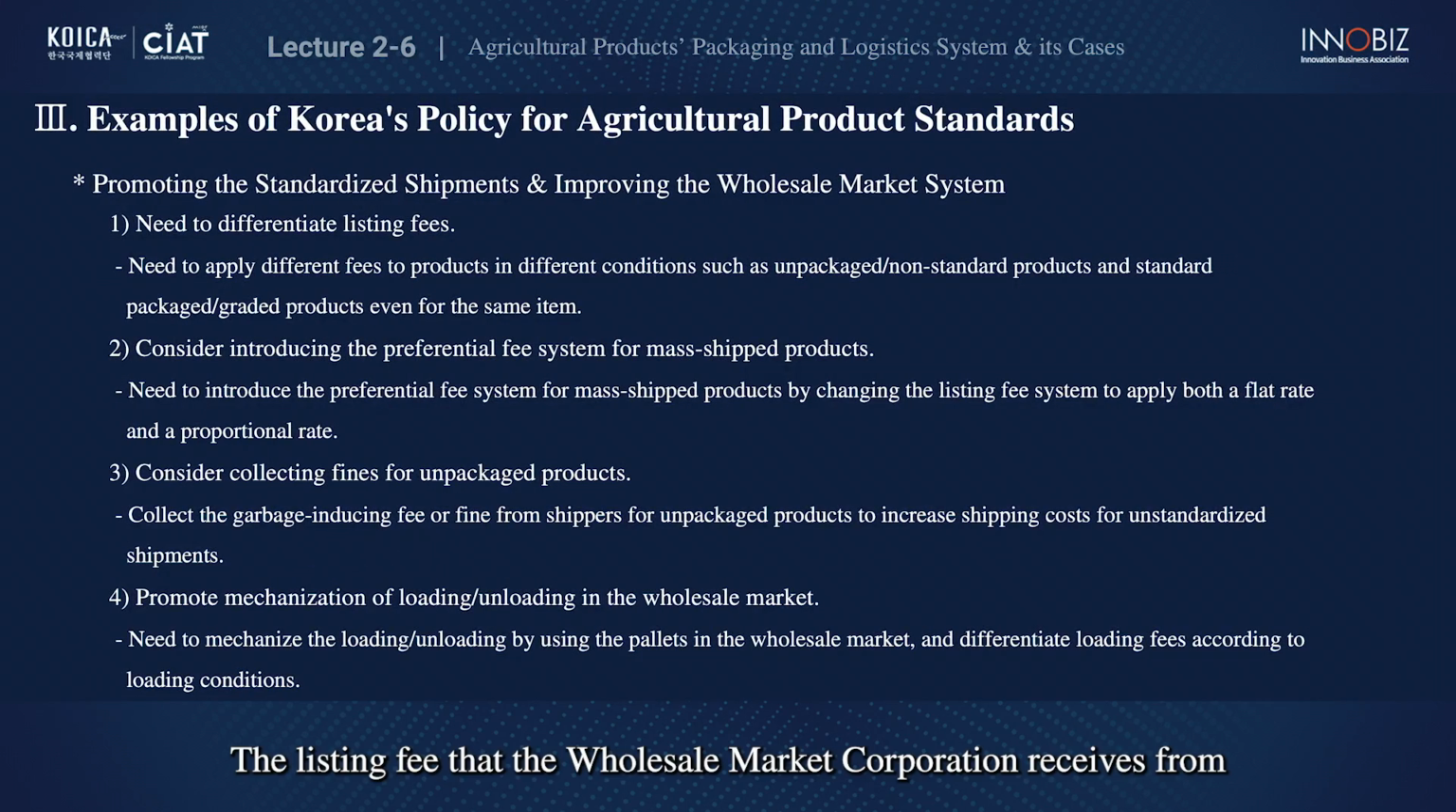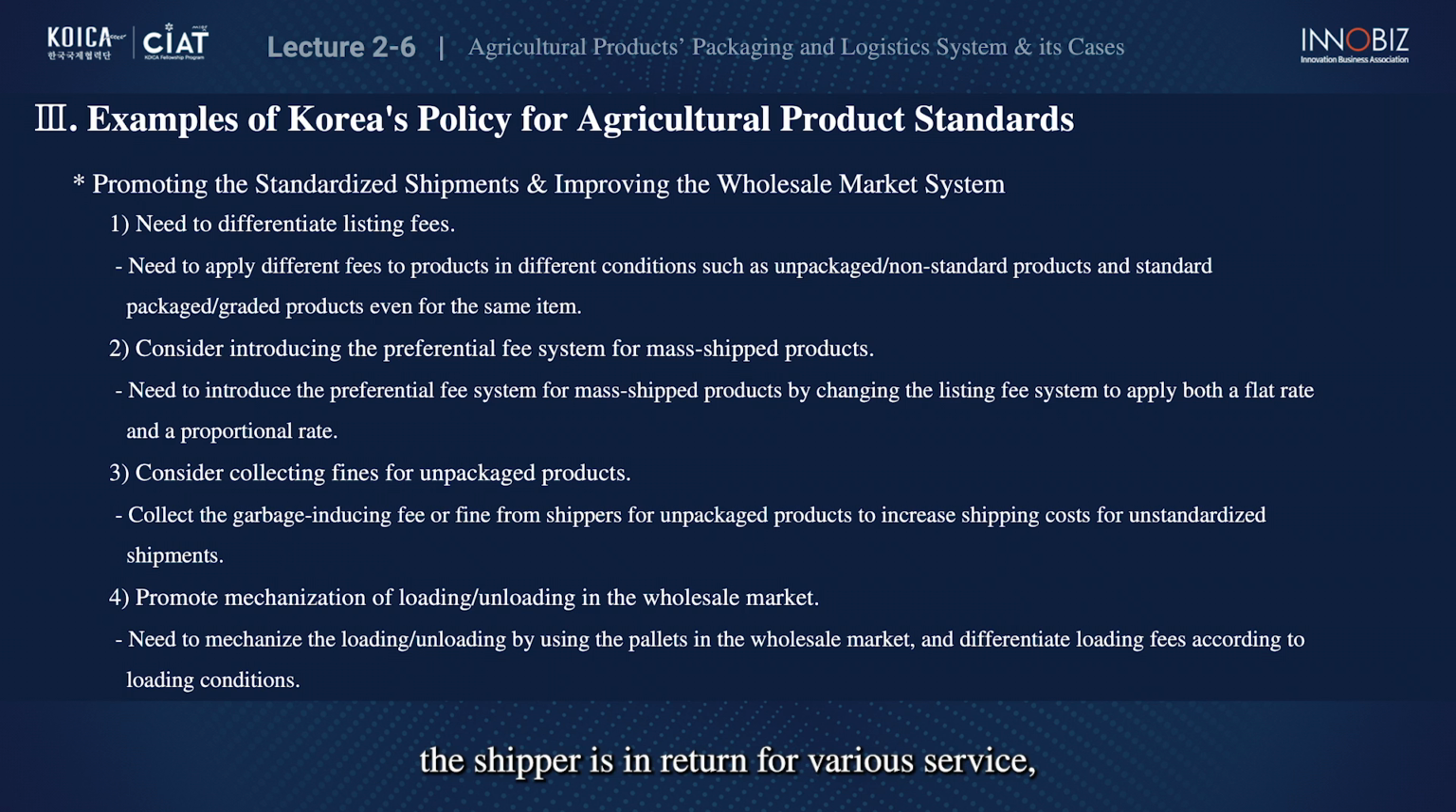The listing fee that the wholesale market corporation receives from the shipper is in return for various services including sales of agricultural products. Currently, listing fees in the wholesale market are stipulated as a certain percentage of the sales amount by category. There is no difference in terms of items or products for fruits and vegetables. However, to improve the efficiency of distribution, it is necessary to differentiate the fee according to product conditions.